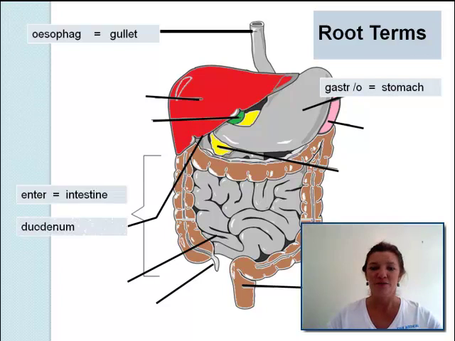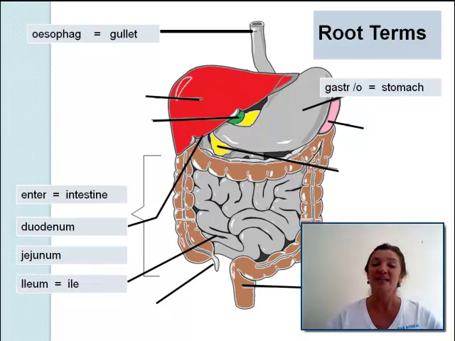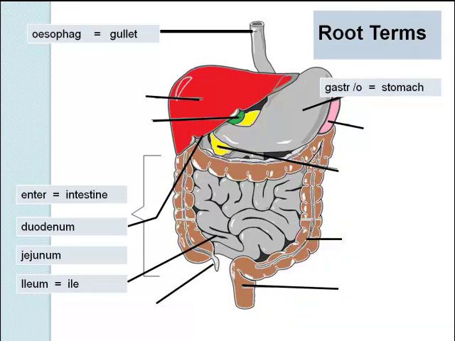From there, the food passes into my intestine, my small intestine, and the word for intestine as a whole is enter. So it enters your intestine. The small intestine is divided into different sections, and the first part of the small intestine is actually called the duodenum. Beyond that, it then leads into something called the jejunum, and from there the ileum, and the ileum is then connected to the colon. Col is the root word for colon.